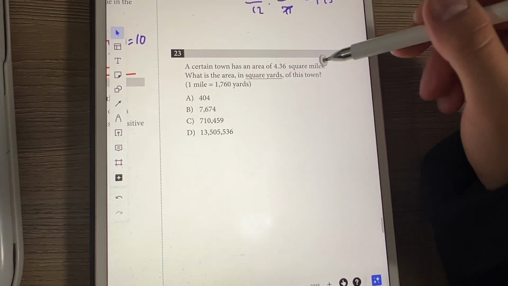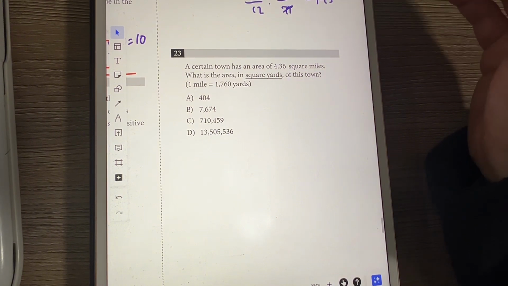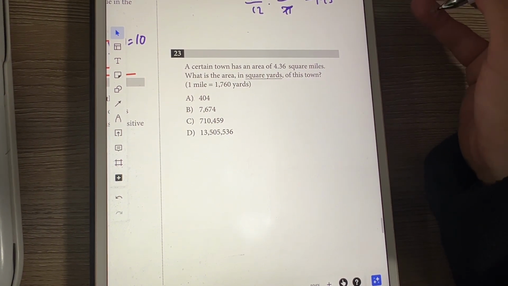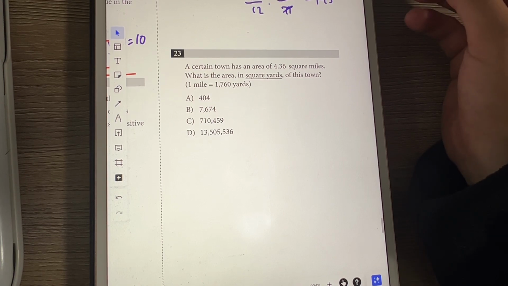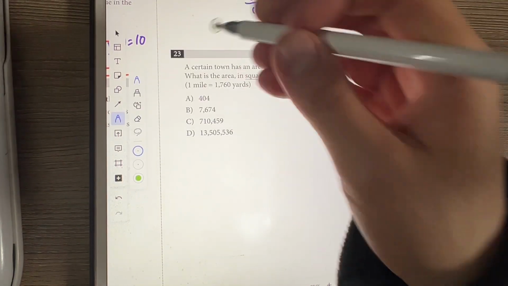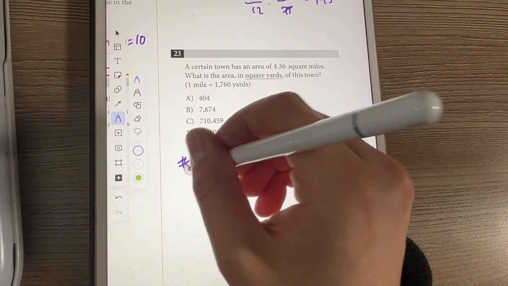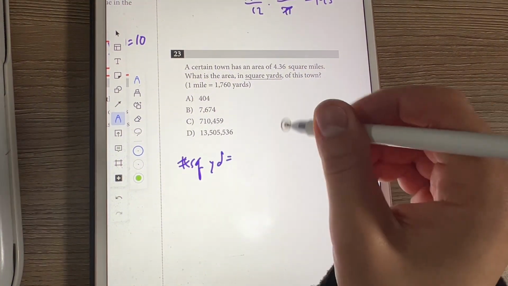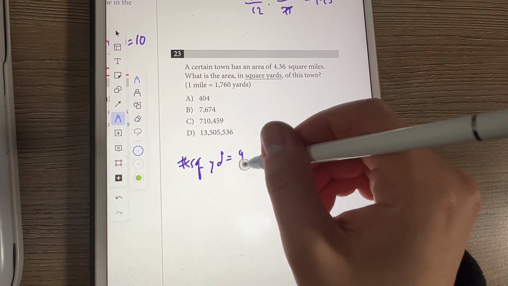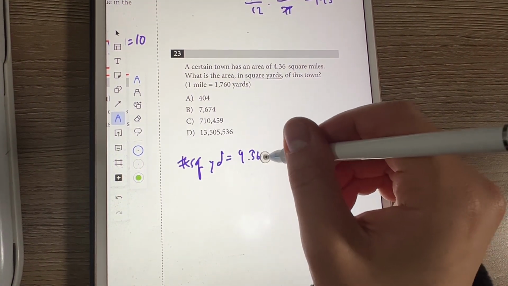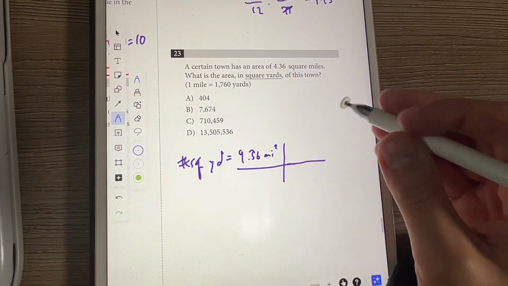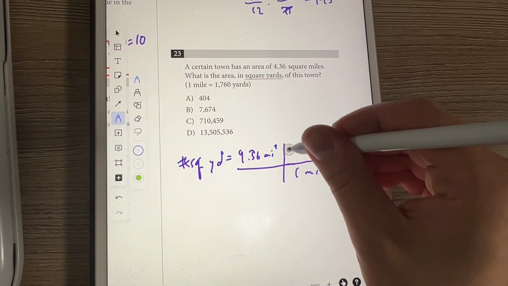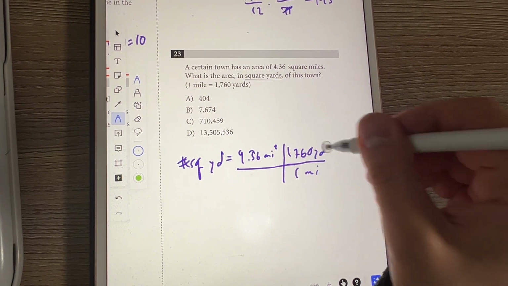Question number 23 tricks a lot of students, and I hope that you're not one of them. A certain town has an area of 4.36 square miles. What is the area in square yards of this town? I know we're looking for square yards. That's equal to 4.36 square miles. What a lot of students do is they'll do this conversion: 1 mile, 1760 yards, and then they'll call it a day.